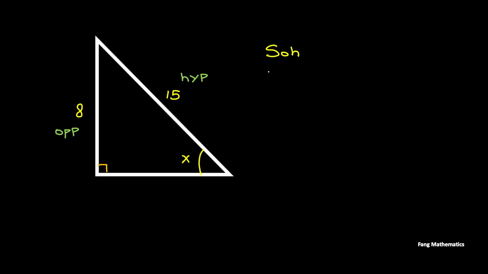Because sine theta, in place of theta, we are to put x because it's not given. So sine x is equal to opposite, that is 8, over hypotenuse, that is 15. We are to look at x. The trigonometric function sine is attached to x.